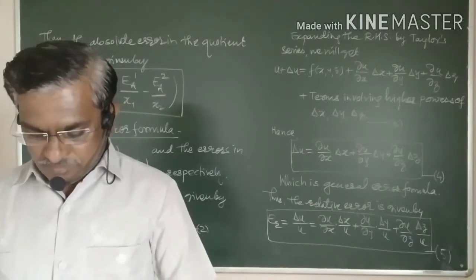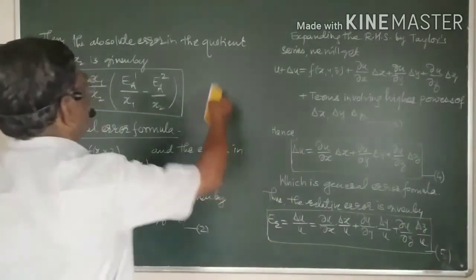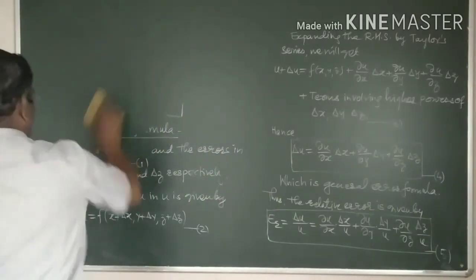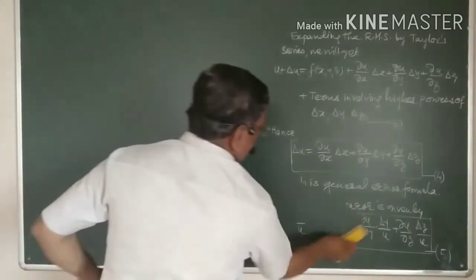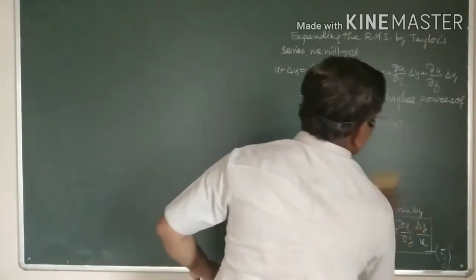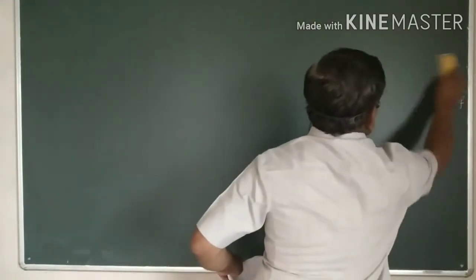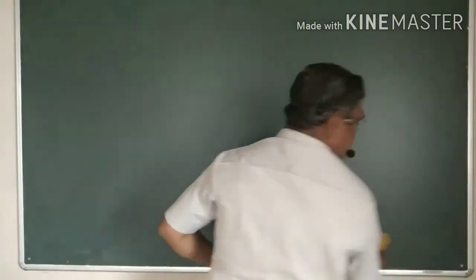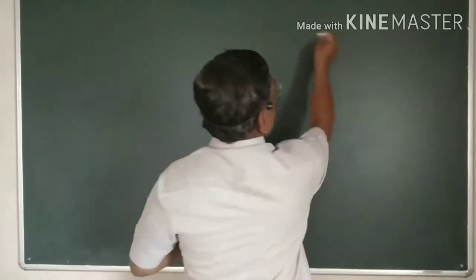Very first problem: I will solve one problem on the product and one on the quotient, the absolute error in the quotient of two numbers. Therefore, let us go for the very first problem, on the error in the product of two numbers. Find the absolute error.